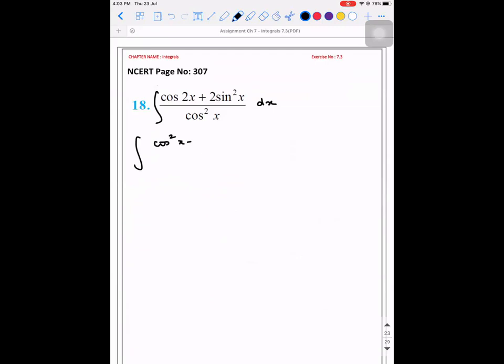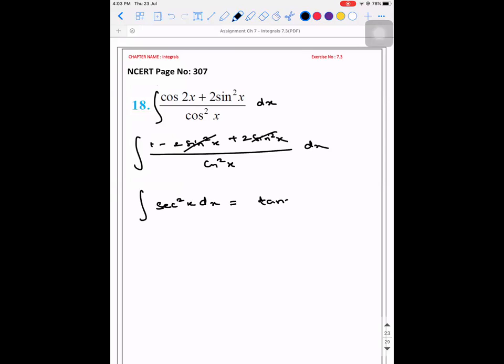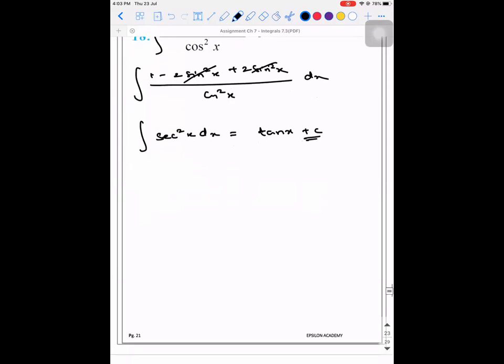1 minus 2 sin square x plus 2 sin square x, the whole divided by cos square x dx. The sin square x terms cancel. 1 by cos square x is secant square x dx, which is nothing but tan x. This is a very simple form. Right, we'll go to the next one.